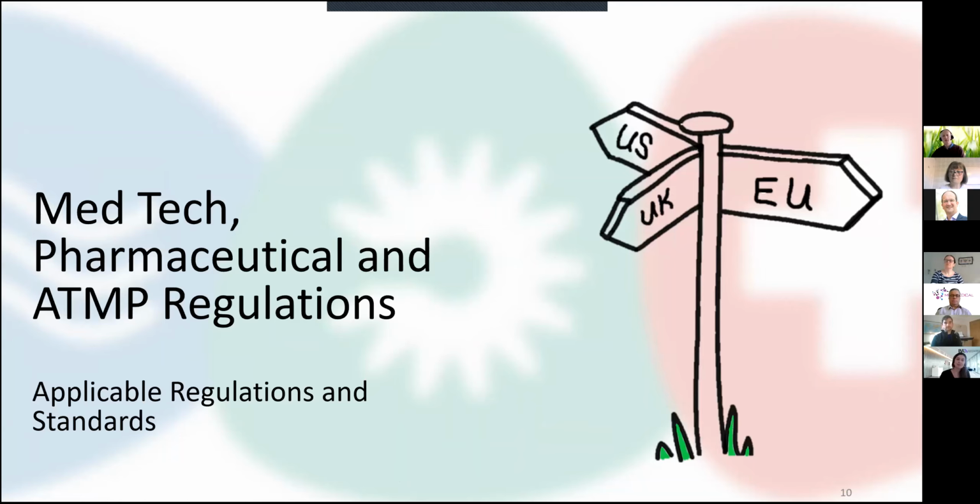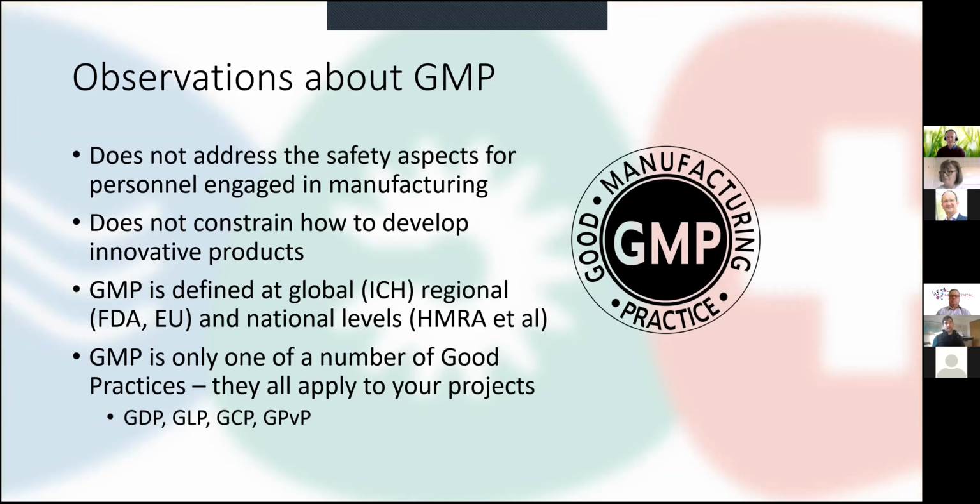It's defined at global, regional, and national levels, and it's important that wherever you're working that you're aware of those. And GMP is one of only a number of good practices. So you get good distribution practice, good laboratory practice, good clinical practice, and good pharmacovigilance practice. They're all rolled up under the GMP umbrella, and they all apply to your projects.